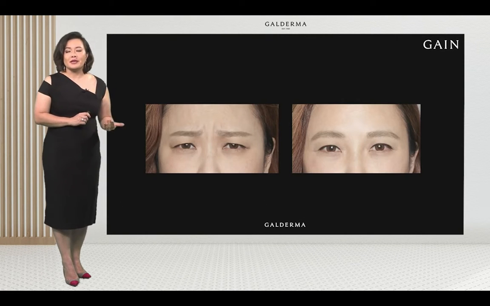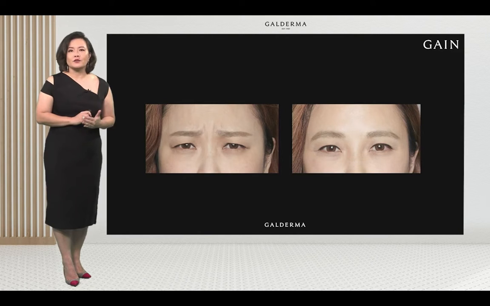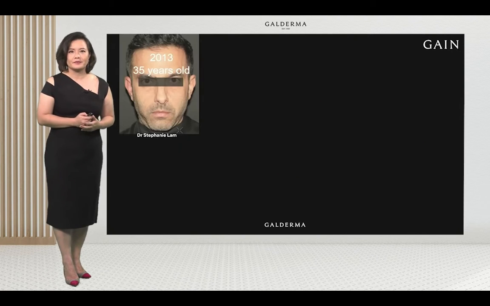Here again is Rita, before and after her injection when she's trying to frown. You can see that with that injection of 50 units of Dysport over the glabella, she's no longer able to frown. In addition, her eyebrows are a little bit lifted, giving her a happier look.